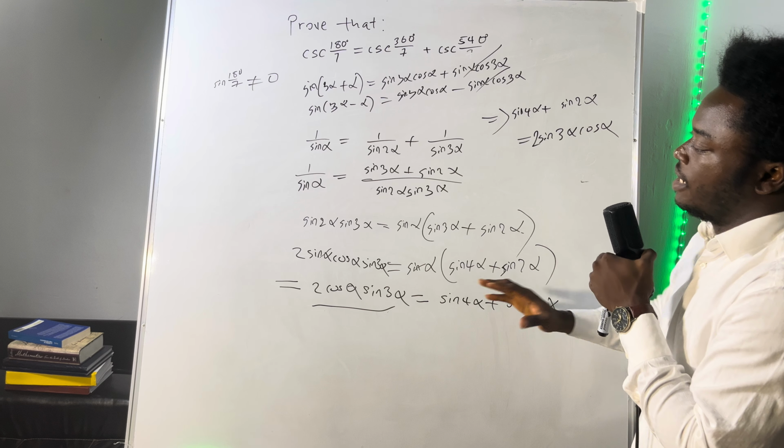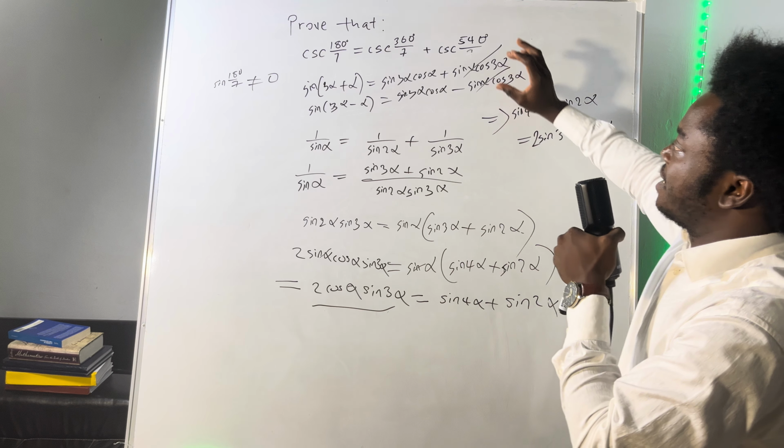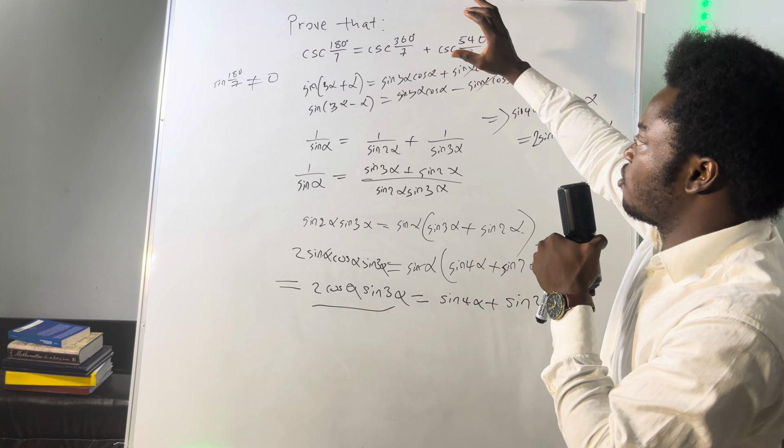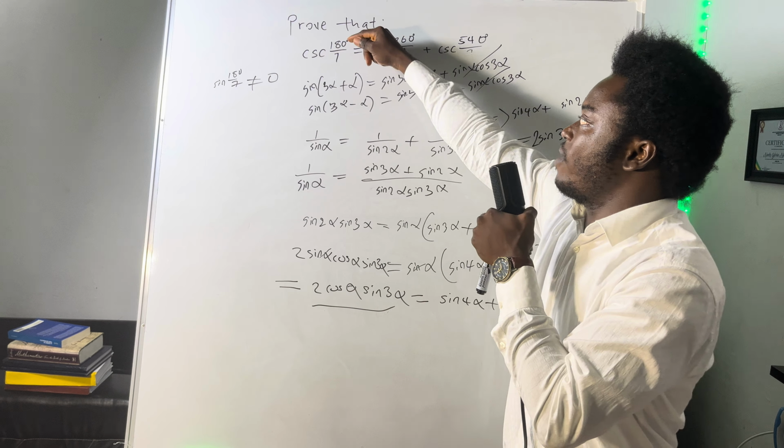Since you have proved that this is true, that means this identity is true. That is cosecant of 180 degrees over 7. What is on the left hand side here is equal to what is on the right hand side here. And this completes the proof.